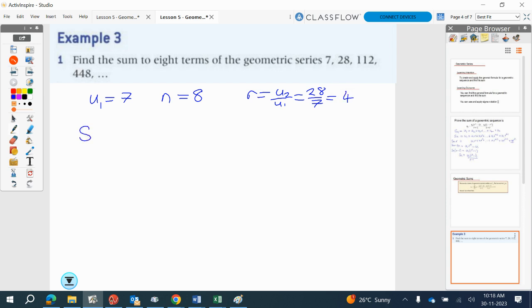So now we can find the sum of 8 terms. Notice the use of the index here as 8, so it's the sum of 8 terms. We need 7, bracket 4 to the 8 minus 1, over 4 minus 1. And this gives us a big number. Is that 15,000? 152,950? 152,000? 950. 15 or 50? 15. 915. Okay.